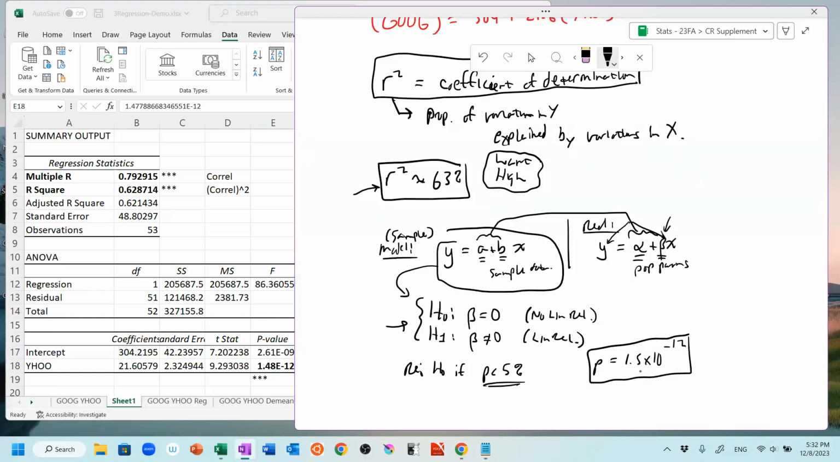1 in a trillion, that's significant at the 10, 5, or 1% level, right? Much, much less than 1%. So this would be significant. And we would reject the null in favor of the alternative. We would conclude that there is a linear component to the relationship between Google and Yahoo stock prices. When we get a result that's not significant, quite often our p-value is like 20% or 30% or something. It's quite often obviously not significant.